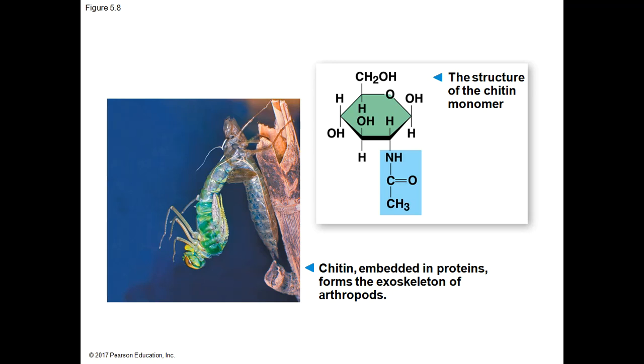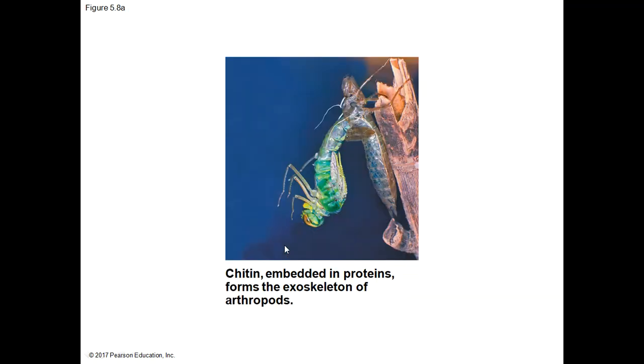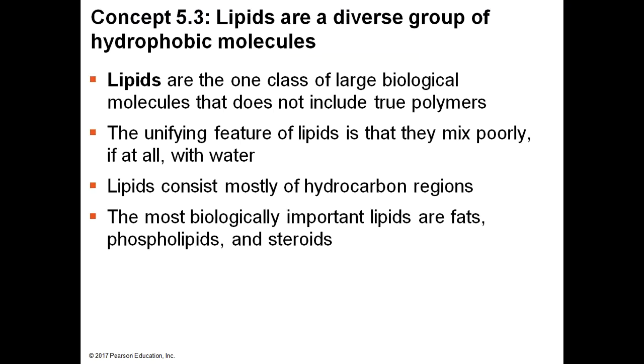When insects and such or arthropods emerge from them, those hard shells that are left behind are generally made of chitin. Okay, lipids, the next class. So we went through the carbohydrates, which were starches, glycogen, and cellulose.